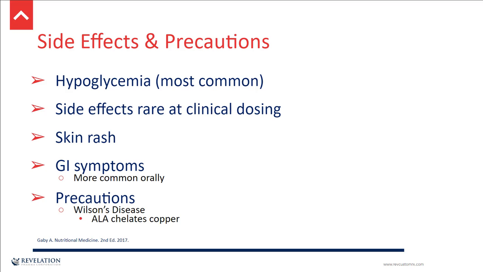And then some precautions. With Wilson's disease specifically, it should be noted that alpha lipoic acid does chelate copper, so that could require supplementation back in, for example, in a case like that.